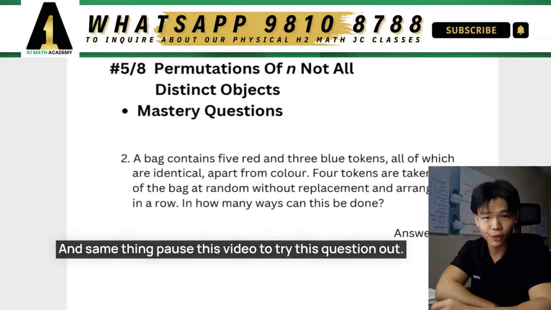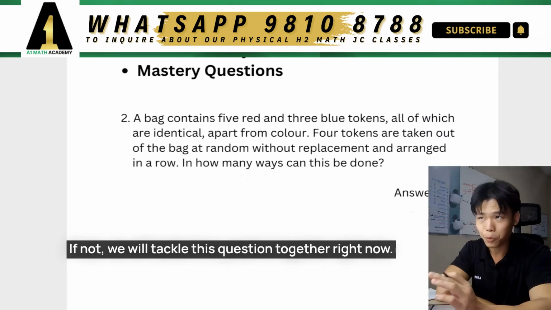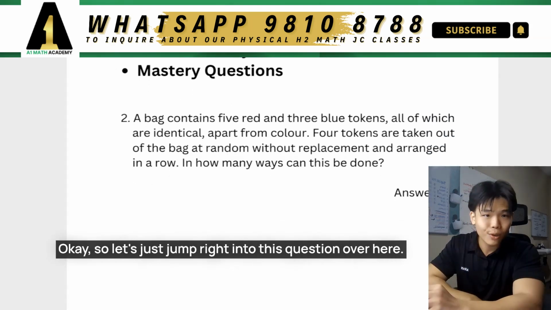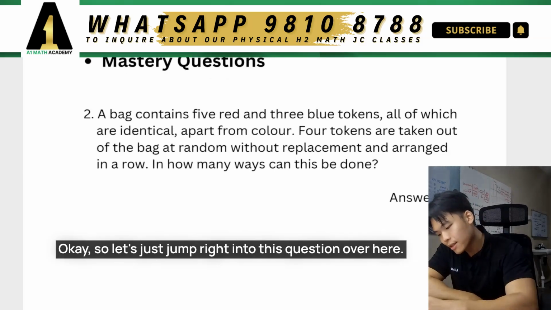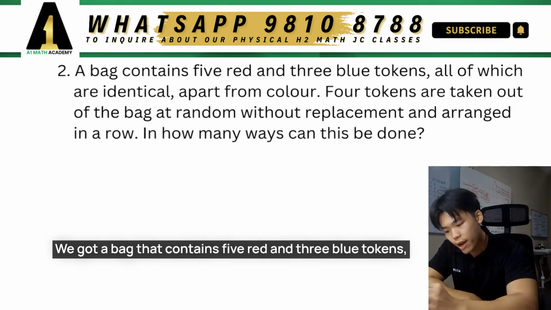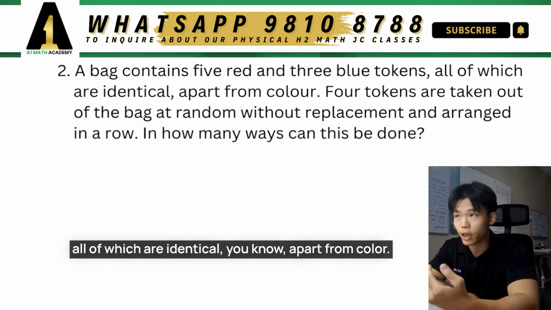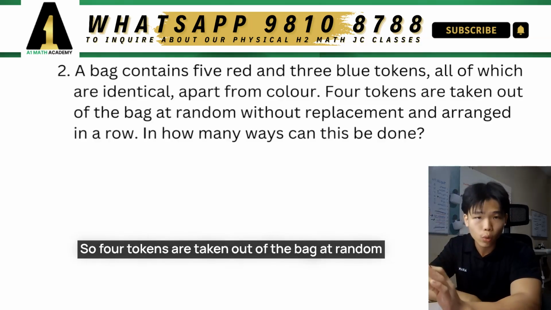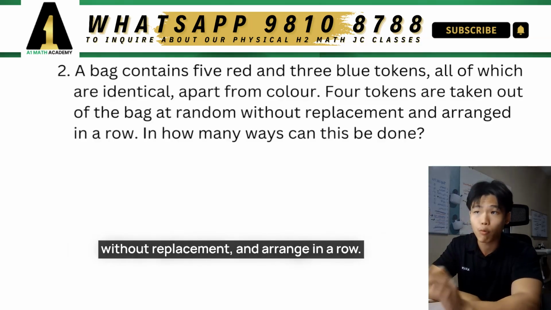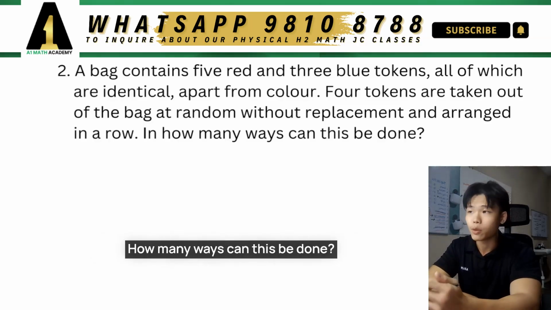And same thing, pause this video to try this question out. If not, we will tackle this question together right now. Okay, so let's just jump right into this question over here. We got a bag that contains 5 red and 3 blue tokens, all of which are identical in color. So 4 tokens are taken out of the bag without replacement and arranged in a row. How many ways can this be done?